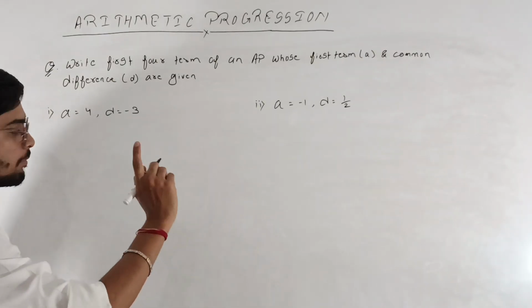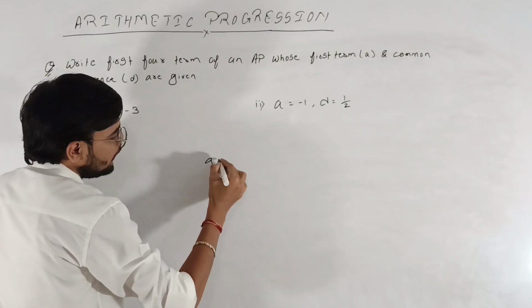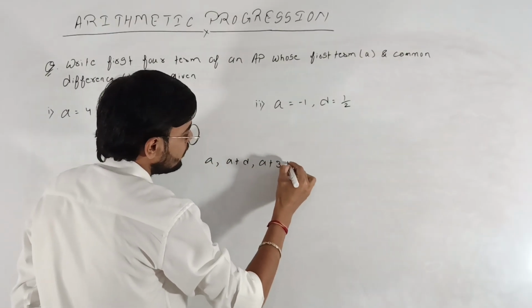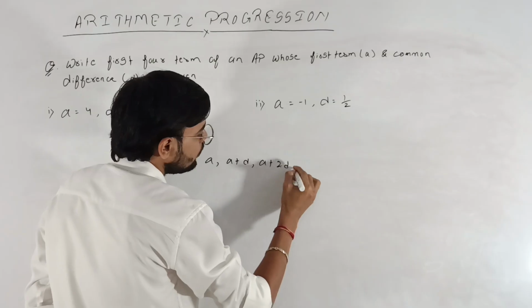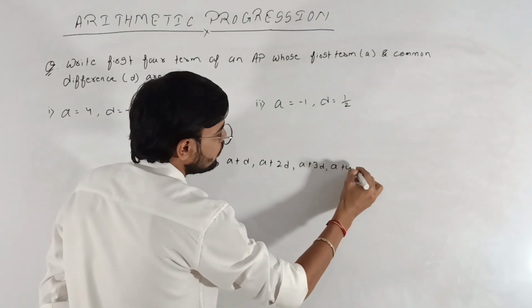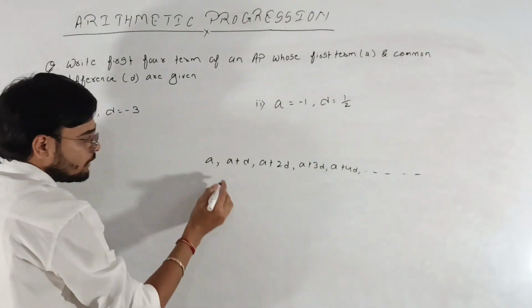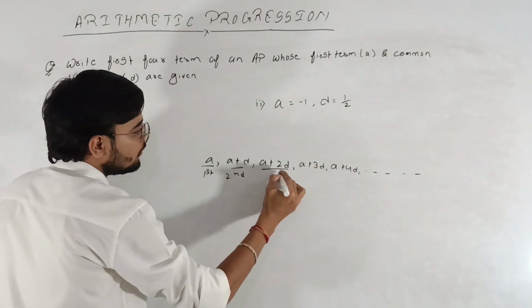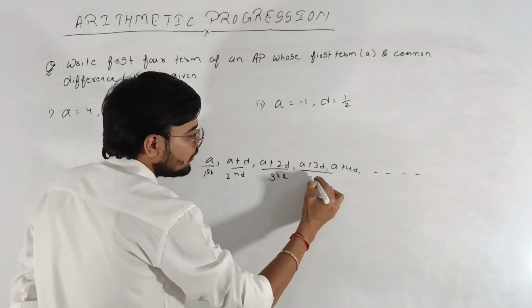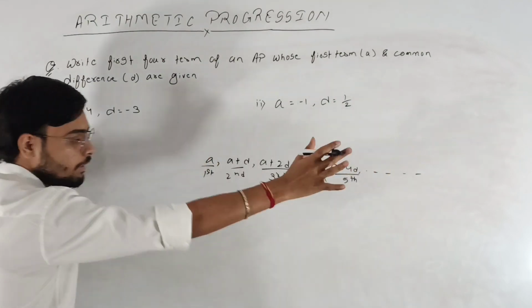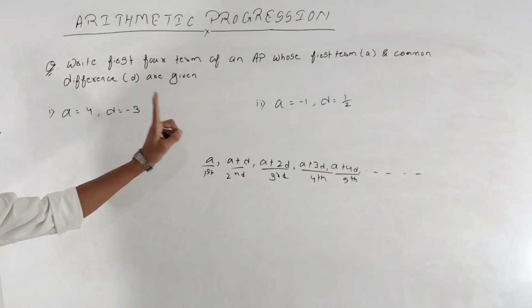So now look, remember the general form of AP. The general form of AP is what? a, a plus d, a plus 2d, a plus 3d, a plus 4d, and so on. This is the first term, second term, this one is the third term, this one is the fourth term, this one is the fifth term, and so on, 6th, 7th, 8th term. Now look, we have to write the first four terms.